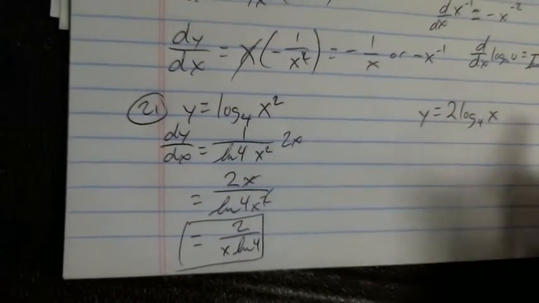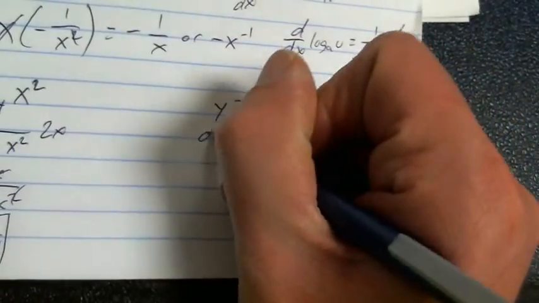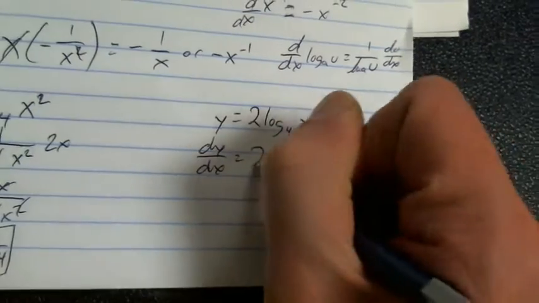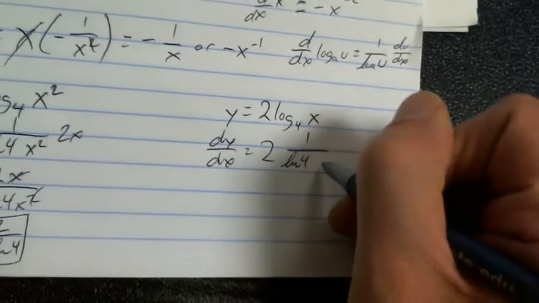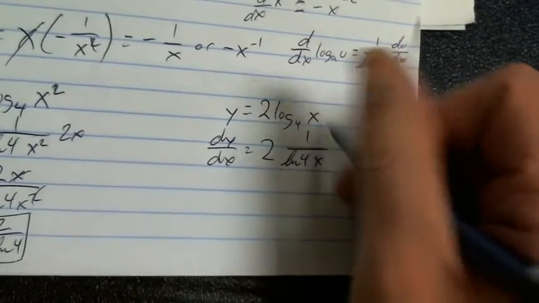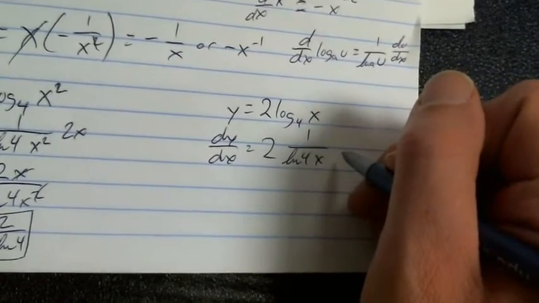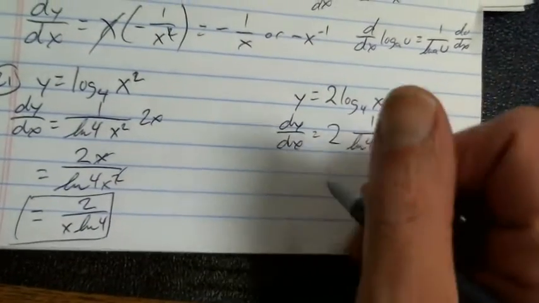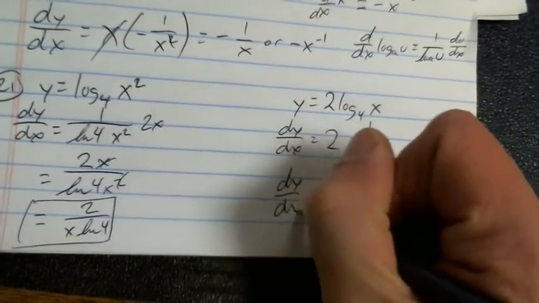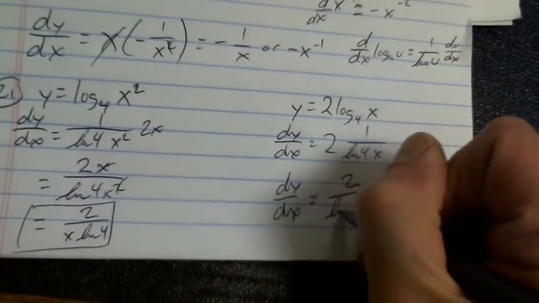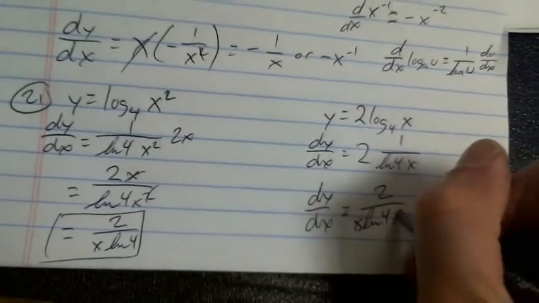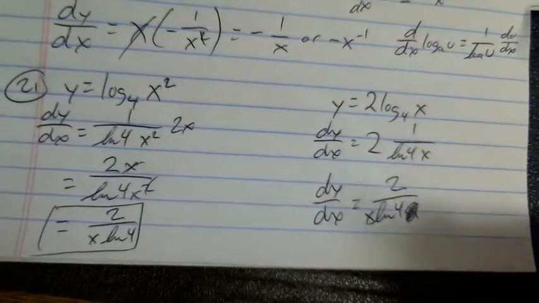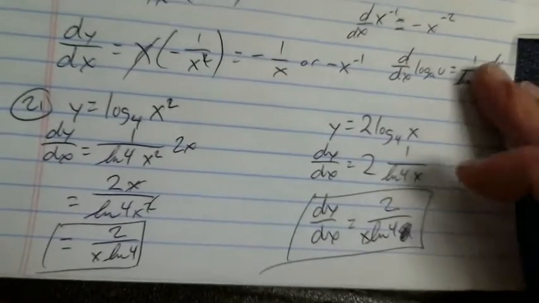So we get it the same way over here. So dy dx will be 2 times 1 over natural log of 4 times u times the derivative of u, which was just 1. That's pretty clear that those two are the same. dy dx equals 2 over natural log of 4 times x. Well, x natural log of 4. Otherwise it looks kind of like 4x. But they're plainly equal.